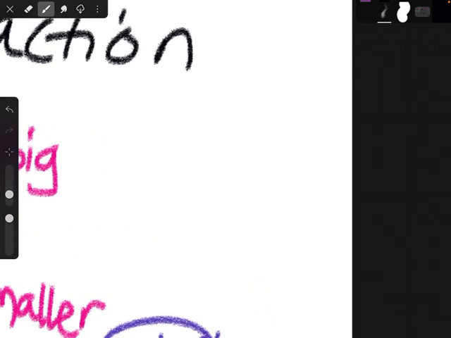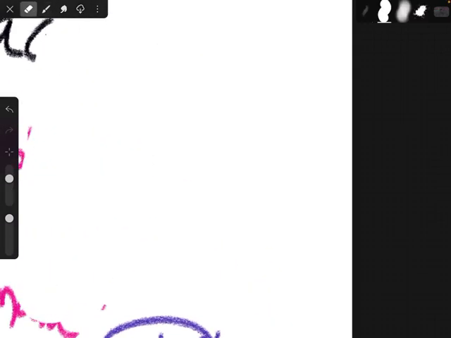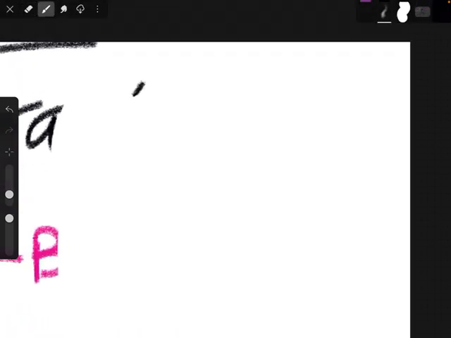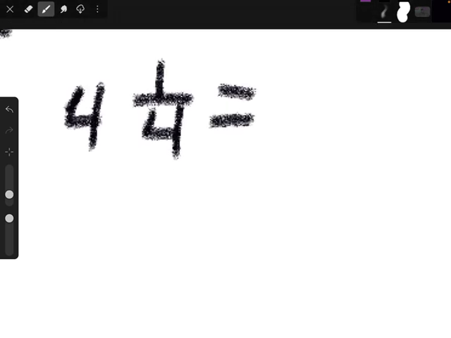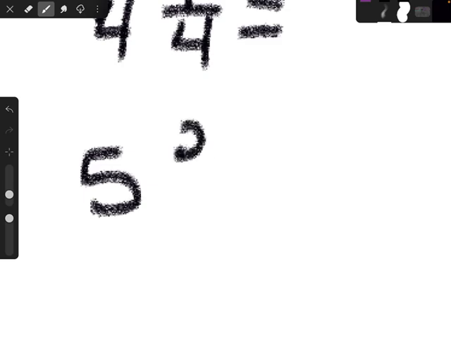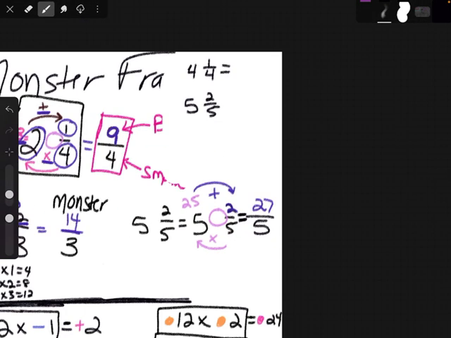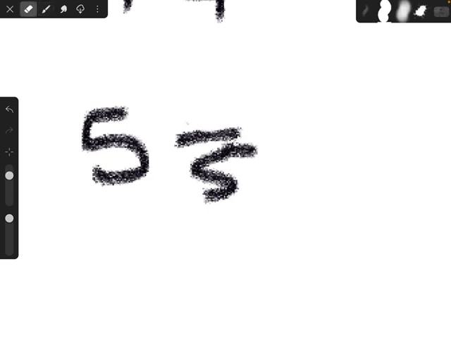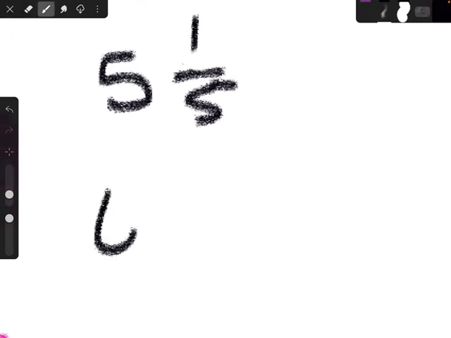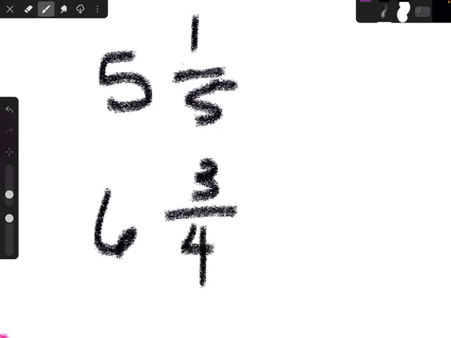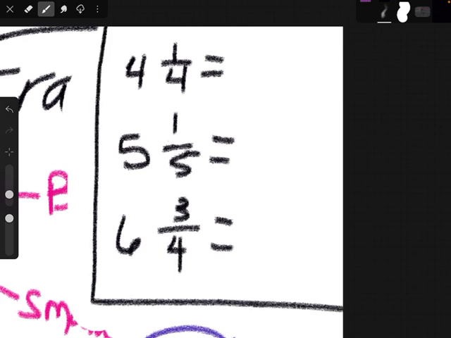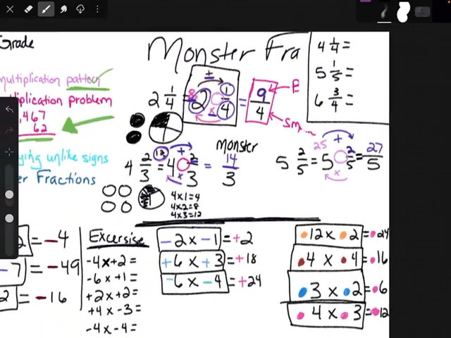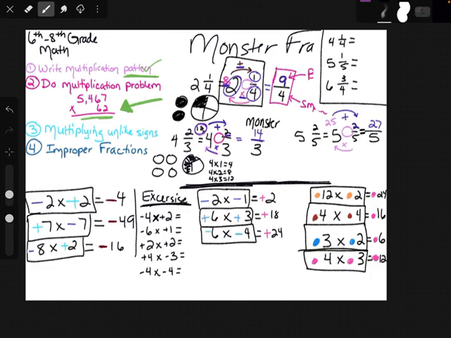Yay! I'll put the exercise over here. Just erase this. All right. Exercise is, I'll start with this, 4 1/4. Figure out the monster fraction. 5 2/5. Please tell me I did not already do that. I did. Wow. All right, 1/5. And 6 3/4. All right, figure out these monster fractions. Please put it on the same piece of paper that we've been putting stuff on. All right, and we're done. If you guys need any help, let me know. Just message me on Ignition or tell someone.